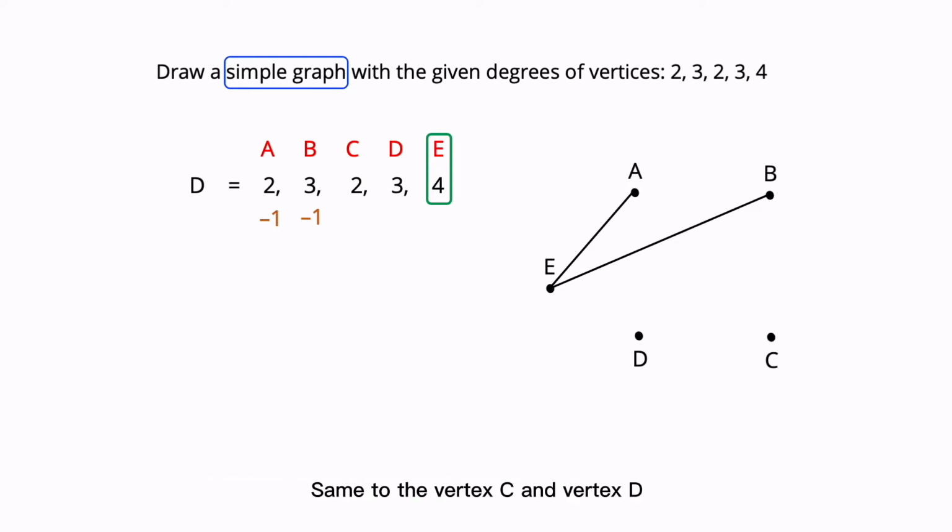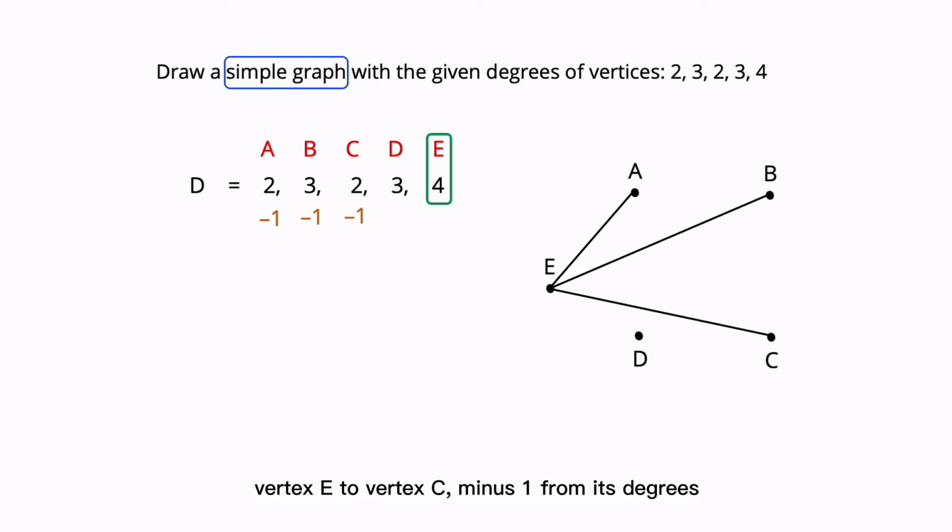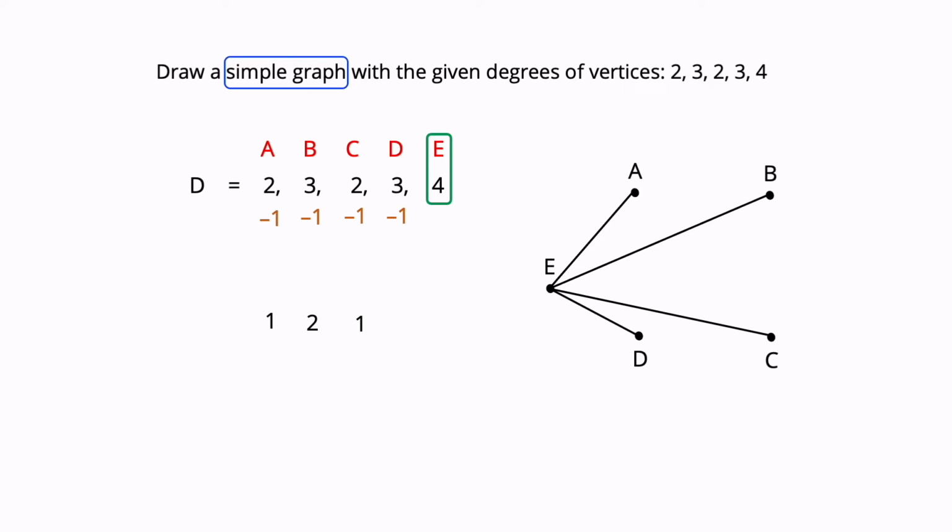Same for vertex C and vertex D. Vertex E to vertex C, minus 1 from its degree. Vertex E to vertex D, minus 1 from its degree too. The degree of vertex E is 4, which means there are 4 edges coming out from vertex E: 1, 2, 3, and 4. In other words, each vertex of A, B, C, and D has been reduced by 1 degree. 2 minus 1 is 1, 3 minus 1 is 2, 2 minus 1 is 1, and 3 minus 1 is 2.